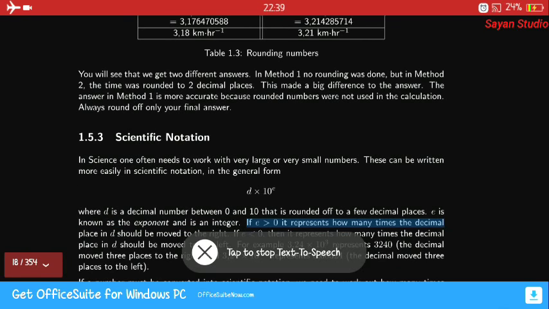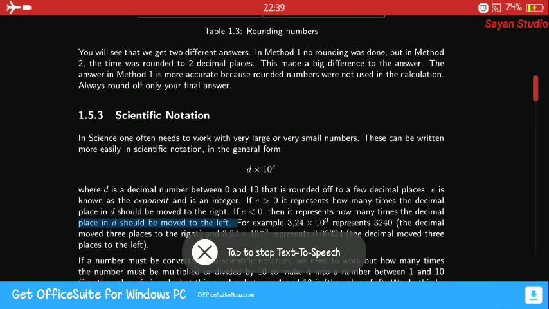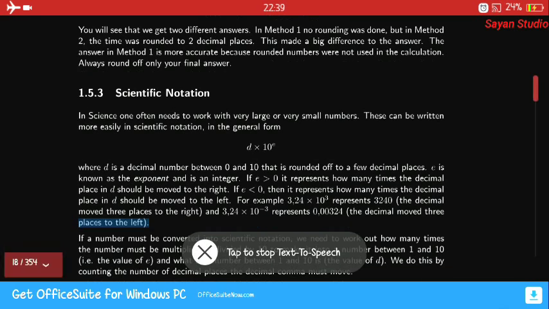If e is greater than 0, it represents how many times the decimal place in d should be moved to the right. If e is less than 0, then it represents how many times the decimal place in d should be moved to the left. For example, 324 × 10^3 represents 3240, the decimal moved 3 places to the right, and 324 × 10^-3 represents 0.0324, the decimal moved 3 places to the left.